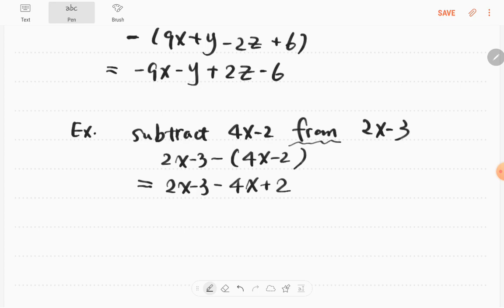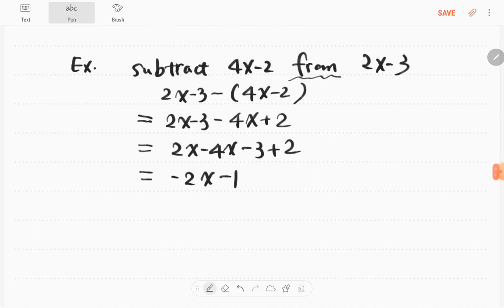Then, don't forget we need to combine the like terms. We realize 2x and minus 4x are just the same kind of term, so we can combine these two terms. You can find 2x minus 4x will be minus 2x. And here, minus 3 plus 2, we will get minus 1. So don't forget you need to combine the like terms to simplify the expression.